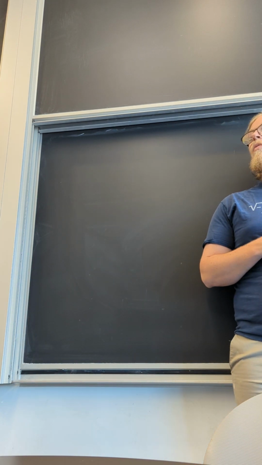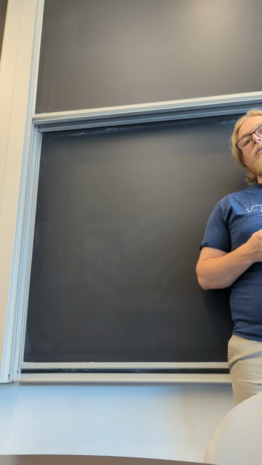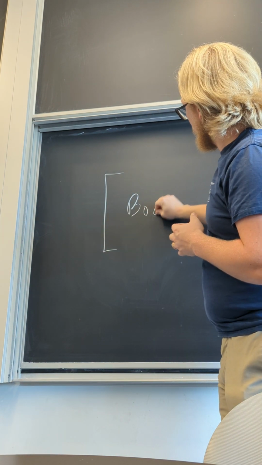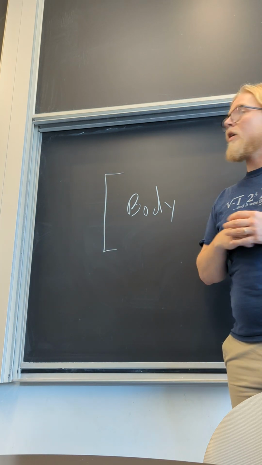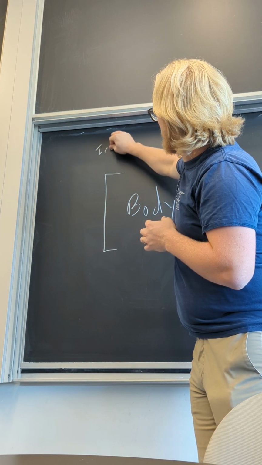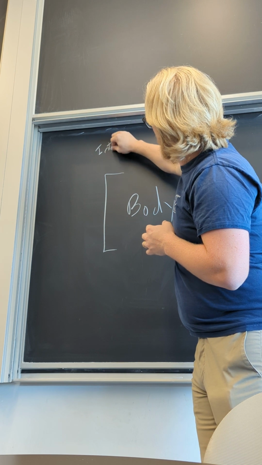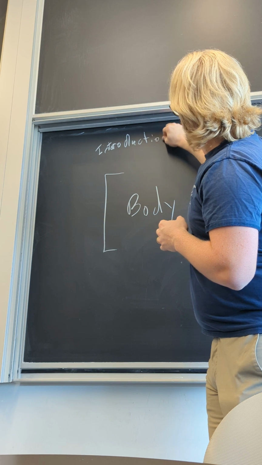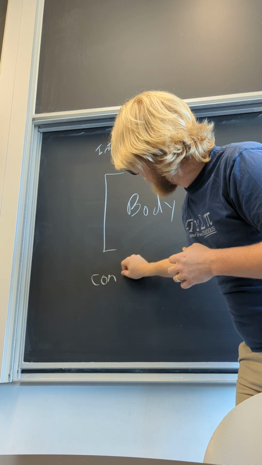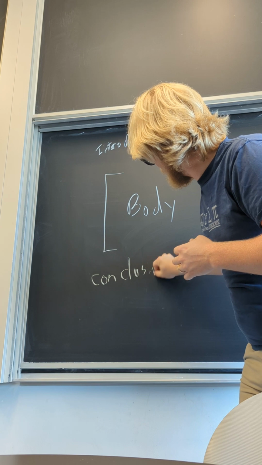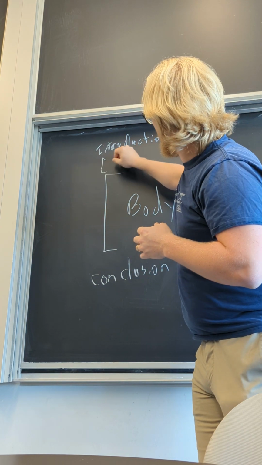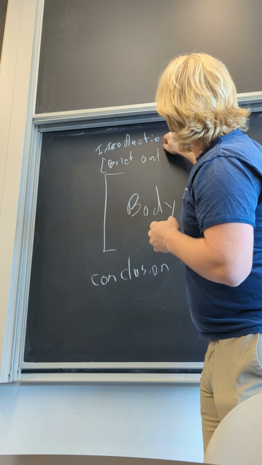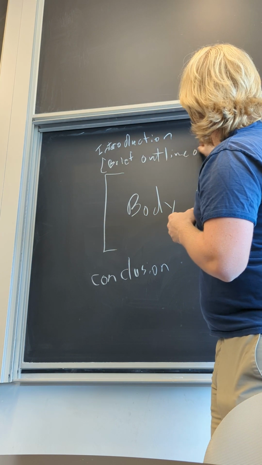So when creating a written report, there are three main parts of your report. There's the body of your report, there's the introduction and conclusion, and then there's your brief outline of the body.